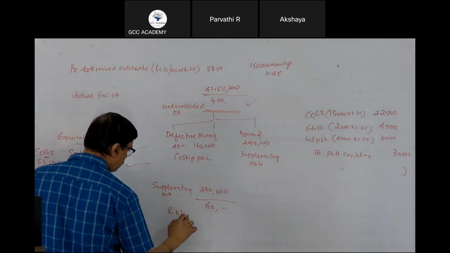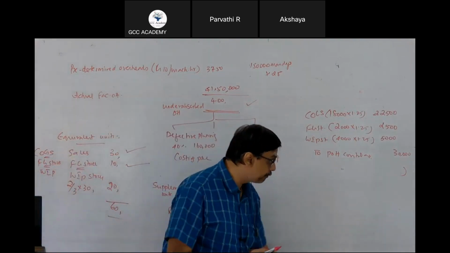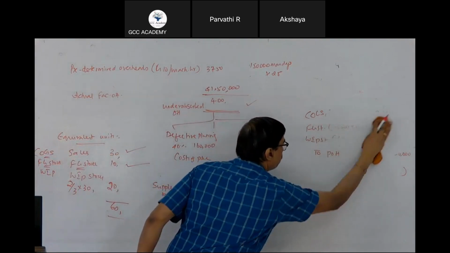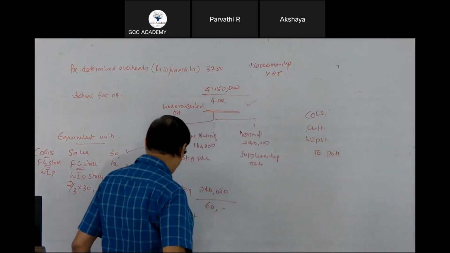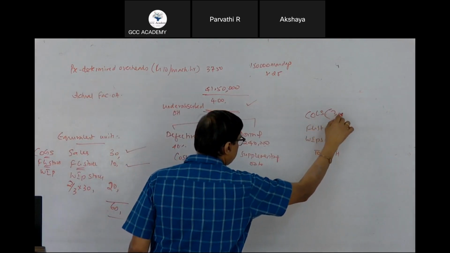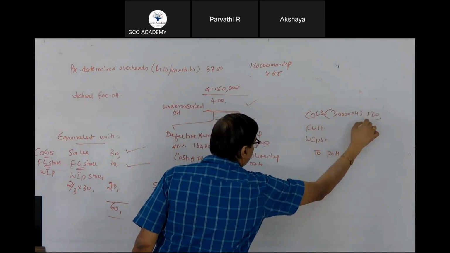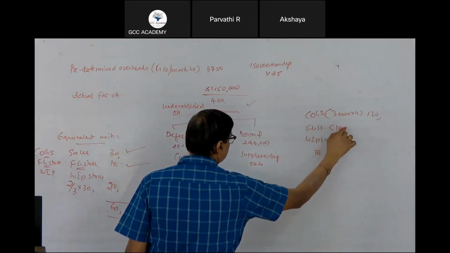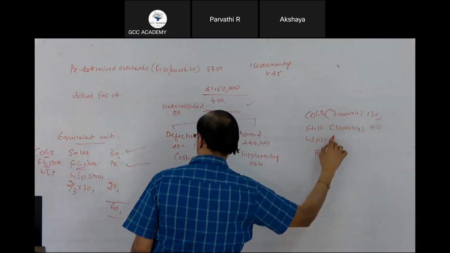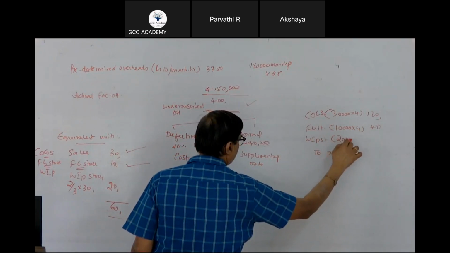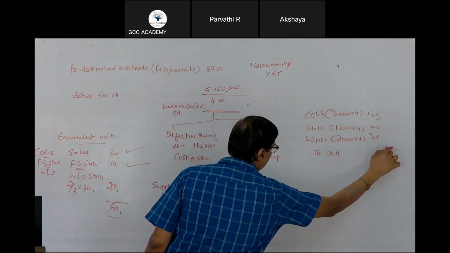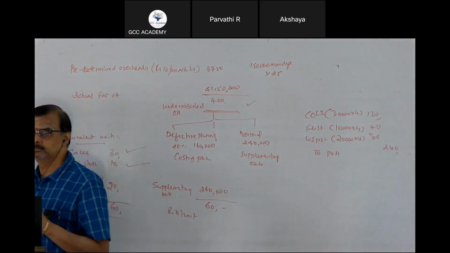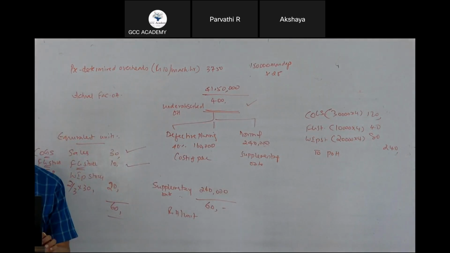Supplementary rate ₹4 per unit. So 4 per unit. Cost of goods sold 30,000 into 4. Finished goods stock. That's all. Clear? Any doubt?